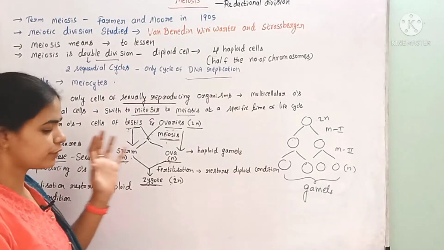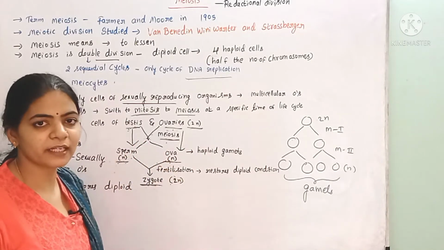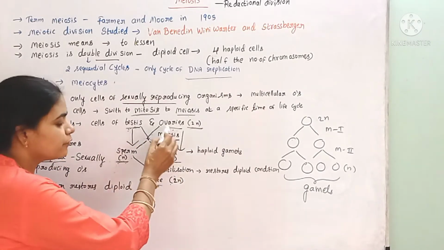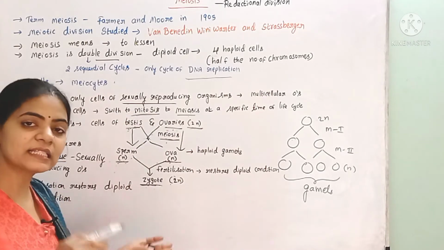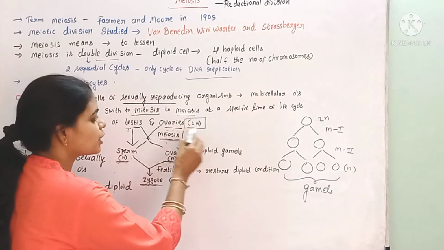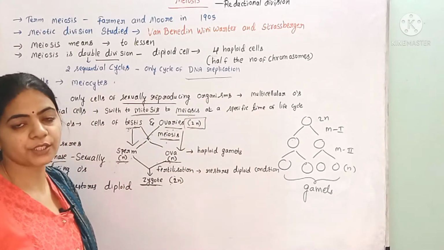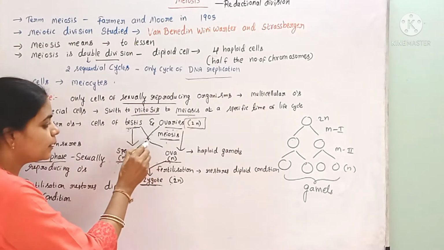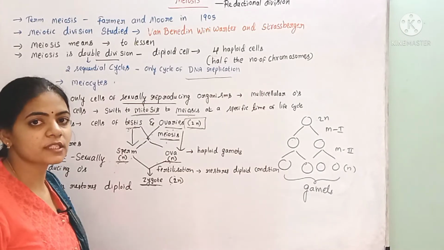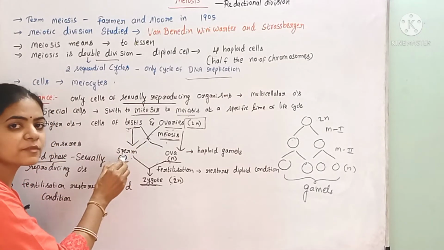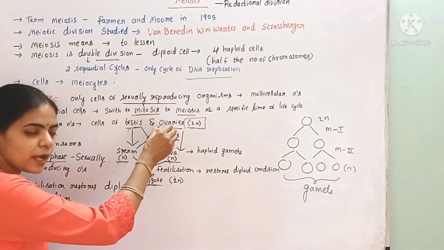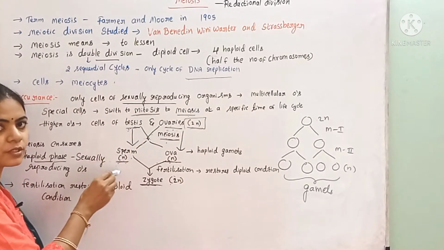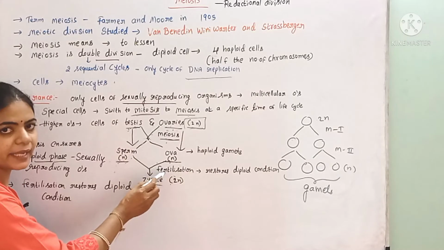For example, if you take human beings, what are the male reproductive organs and what are the female reproductive organs? The testis is the male reproductive organ and the ovaries are the female reproductive organs. Testis and ovaries are in diploid condition only, but at a specific time in their life cycle the meiosis process occurs. By meiosis, from the testis sperms are produced, haploid cells, and from the ovaries ova are produced. From the testis, what are the male gametes produced? Sperm.